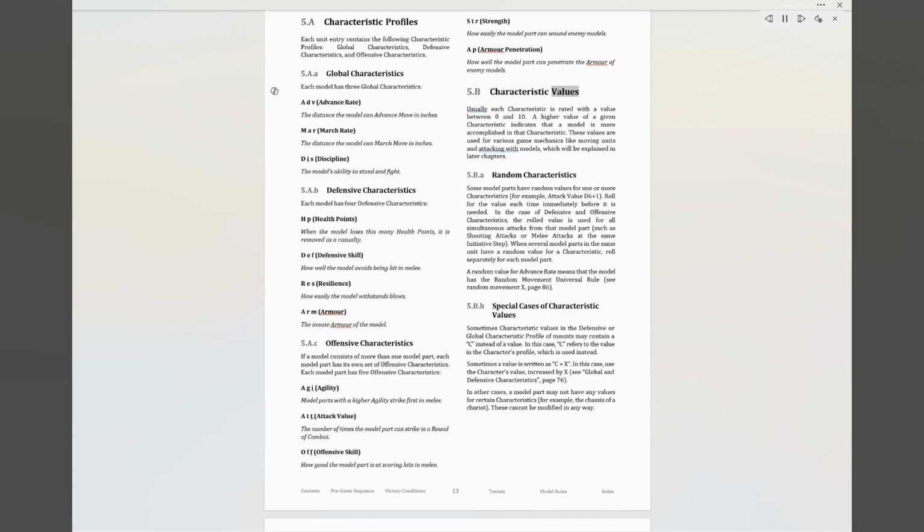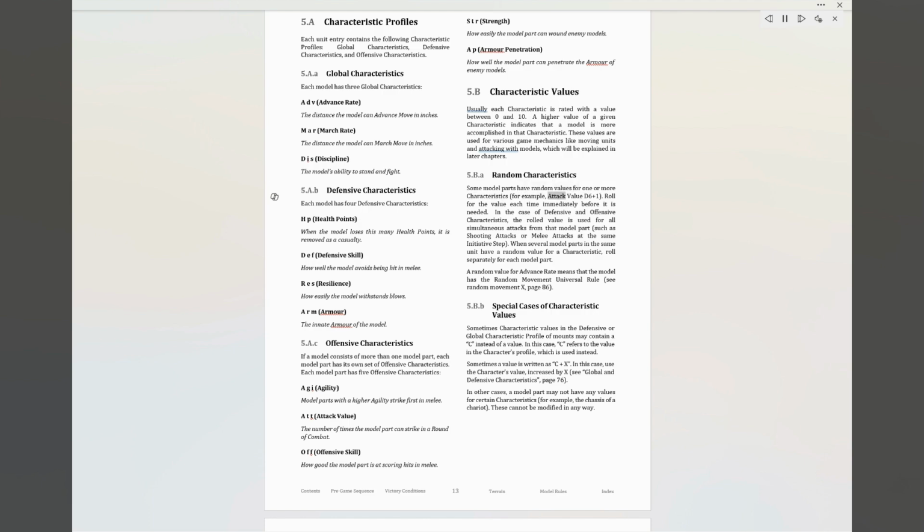Characteristic values. Usually each characteristic is rated with a value between 0 and 10. A higher value of a given characteristic indicates that a model is more accomplished in that characteristic. These values are used for various game mechanics like moving units and attacking with models, which will be explained in later chapters. Random characteristics. Some model parts have random values for one or more characteristics.